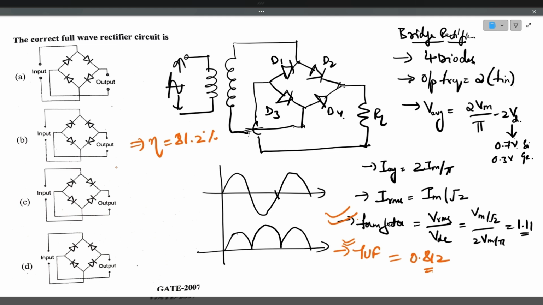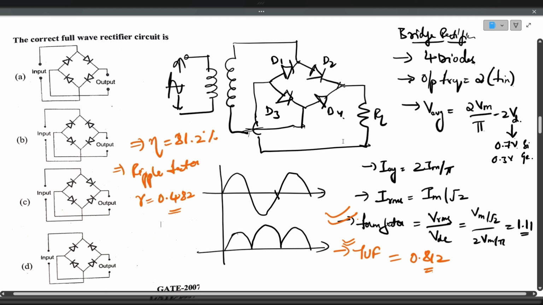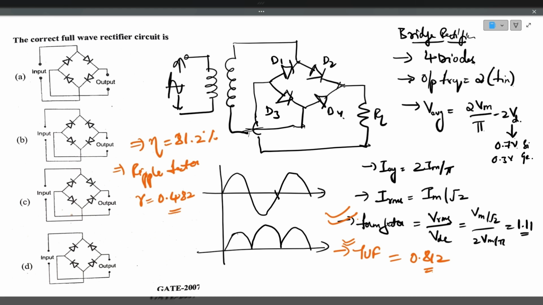Next, the ripple factor. The ripple factor for the full wave rectifier is 0.482. These are all the important values which are asked in various examinations. Even these formulas are very important for solving various problems. So what is the matching circuit now? The answer is option C. Circuit C matches the bridge full wave rectifier.